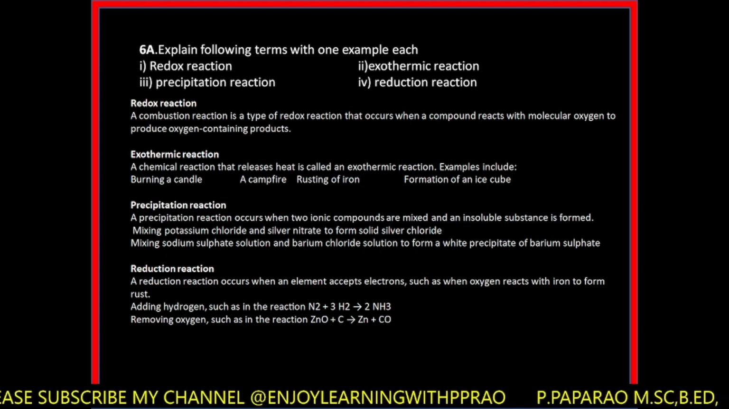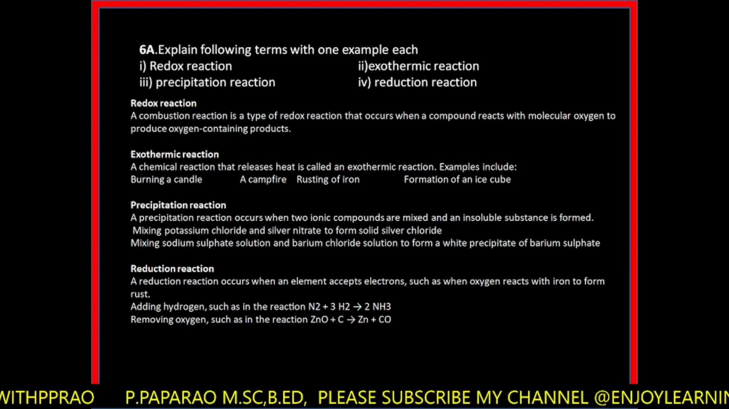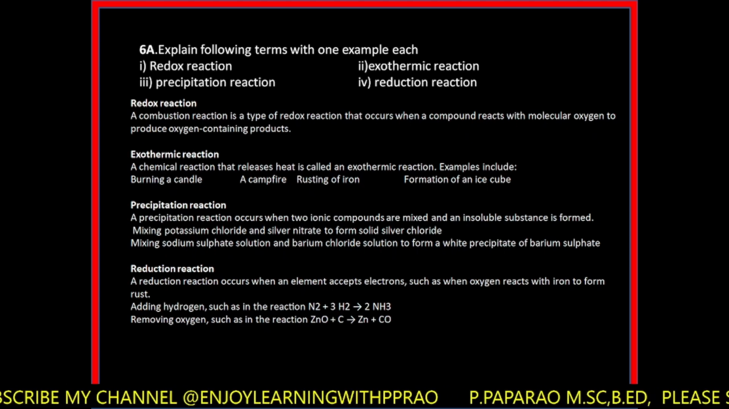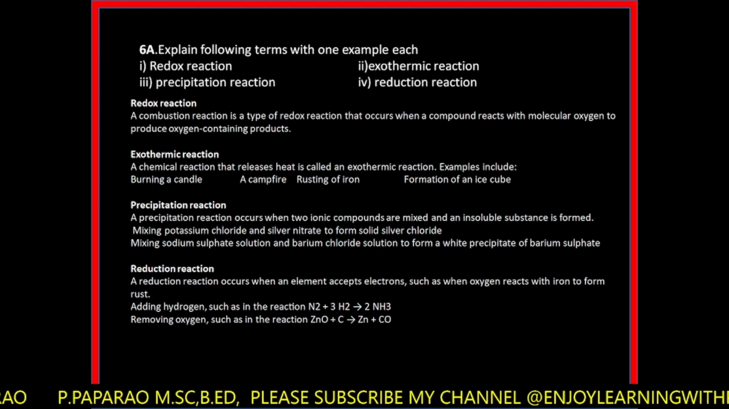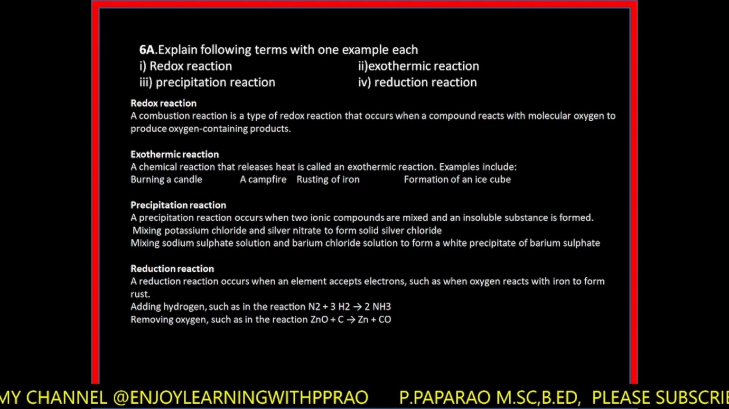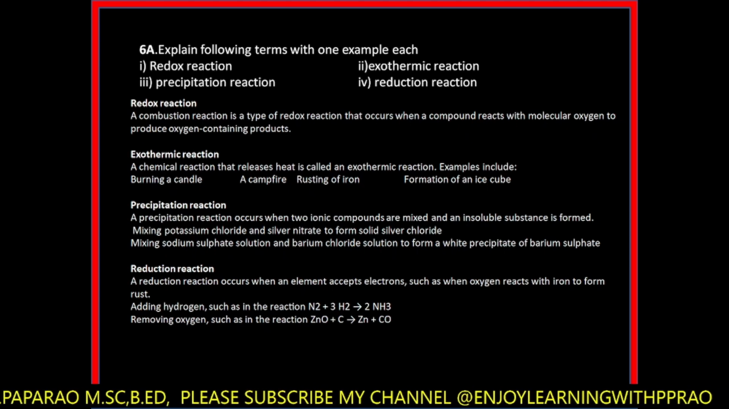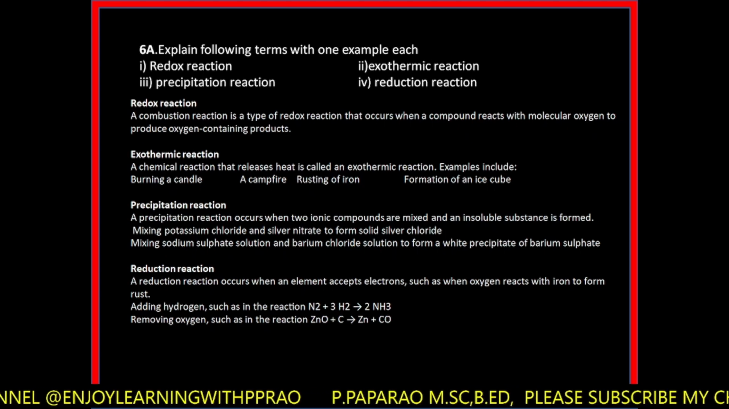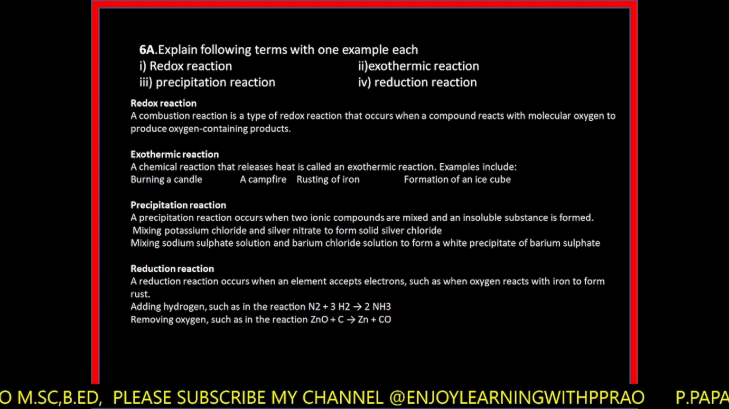Next example is reduction reaction. A reduction reaction occurs when an element accepts electrons, such as when oxygen reacts with iron to form rust. So, adding hydrogen, such as the reaction N2 plus 3H2 gives rise to 2NH3. Removing oxygen, such as in the reaction ZnO plus C gives rise to Zn plus CO.